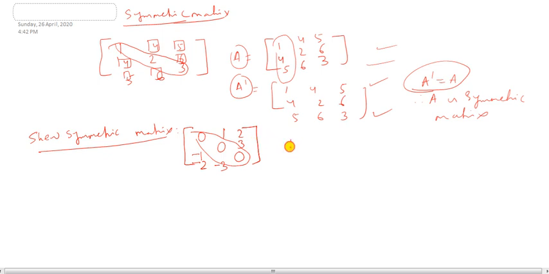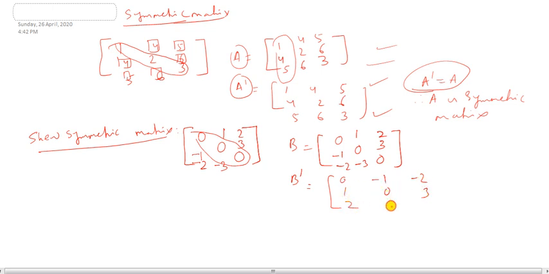Okay, I repeat, suppose I take this matrix. First you make the diagonal elements 0. This is 1, 2 and 3. Reflect the elements but with a negative sign. That's it. Now if I ask you B dash, then this will be 0, minus 1, minus 2, 1, 0, 3 and 2, minus 3, 0.